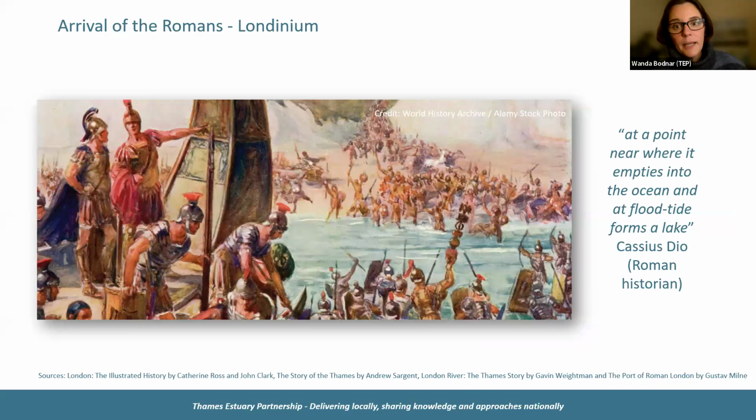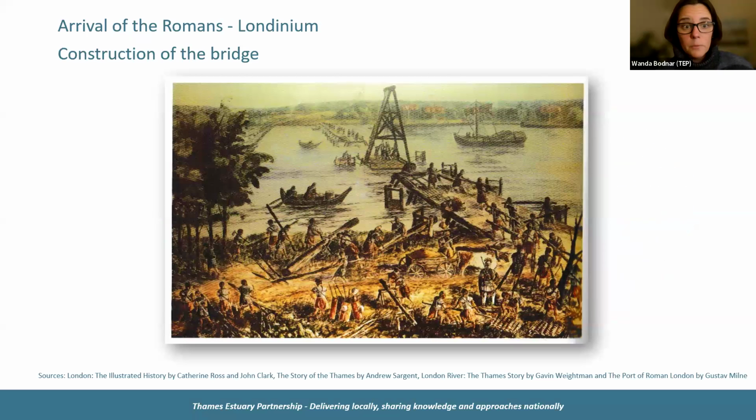And again, another jump in time. It was Julius Caesar who first arrived at this area now we call London in 55 BC. Then in 43, Emperor Claudius came back with Roman troops, and they crossed the Thames at a point near where it empties into the ocean and at flood tide forms a lake, and founded Londinium, which was a colonial outpost of the Roman Empire. It was the Romans who built the bridge, possibly not far from the current London Bridge, as part of their road building program to hold conquered areas and allow troops to move swiftly.